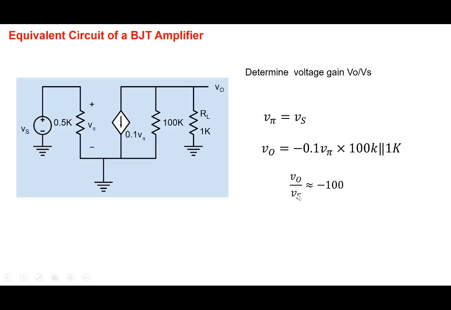So V0 by Vs is approximately 100K parallel 1K is approximately 1K, about 1K. 1K multiplied by 0.1, 10 to the power 3 into 0.1, so it's about 100. So the voltage gain is minus 100 approximately. You can of course compute the exact value also if you want.